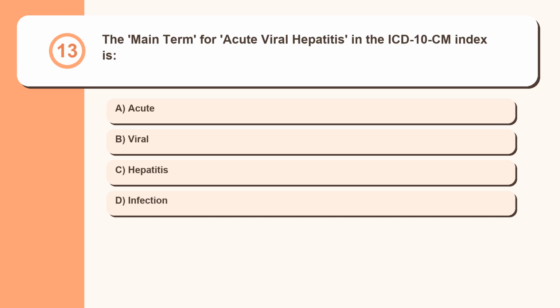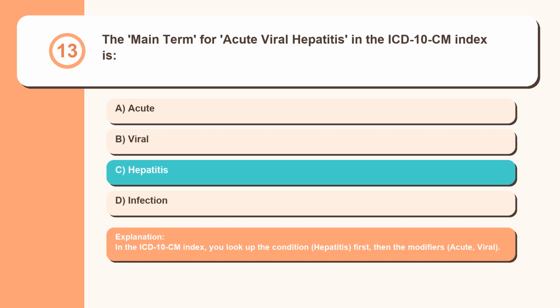Question 13. The main term for acute viral hepatitis in the ICD-10-CM index is acute, viral, hepatitis, infection. In the ICD-10-CM index, you look up the condition, hepatitis, first, then the modifiers, acute, viral.